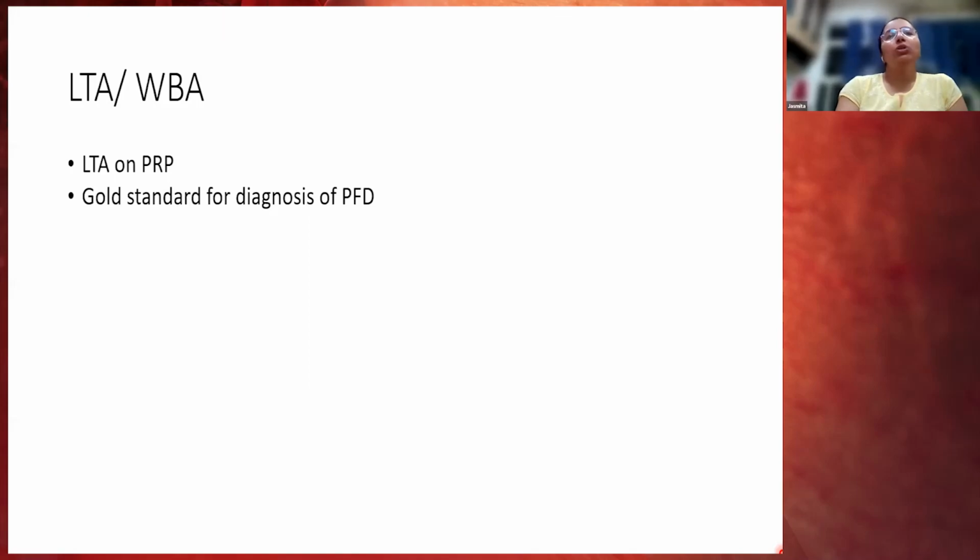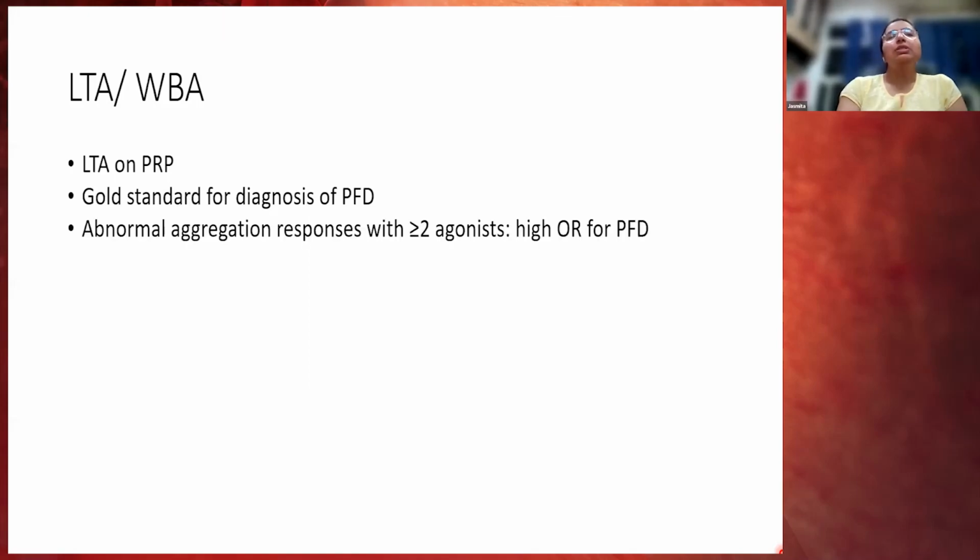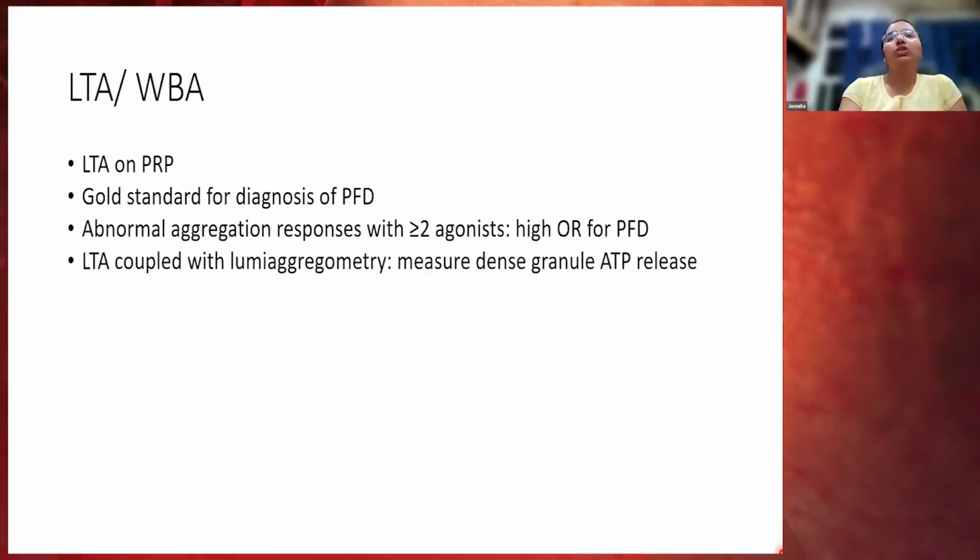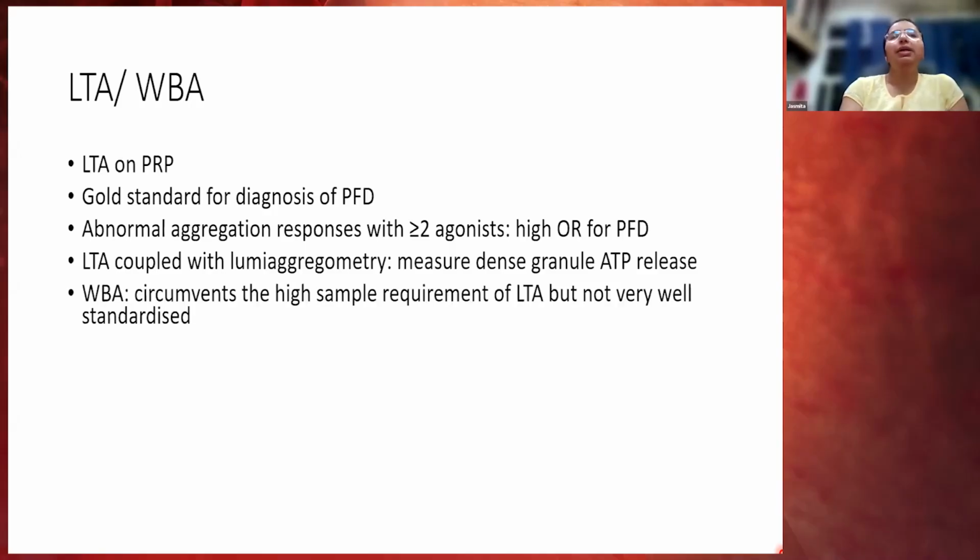It is still considered a gold standard test for the diagnosis of PFDs. And what are we looking for? We're looking for basically abnormal aggregation patterns in response to various agonists. So if we have an abnormal aggregation with two or more agonists, then we have a high odds ratio for a diagnosis of PFD. Coupling it with the assessment of lumi-aggregometry adds value, as I said.